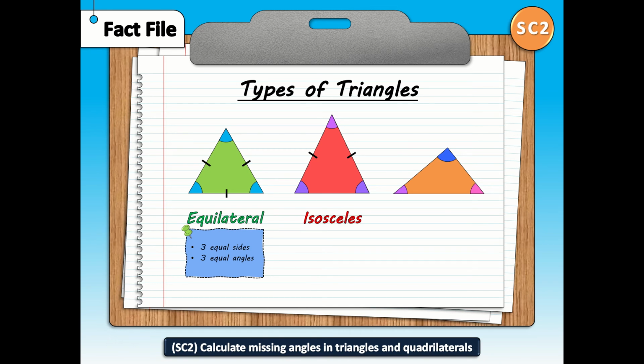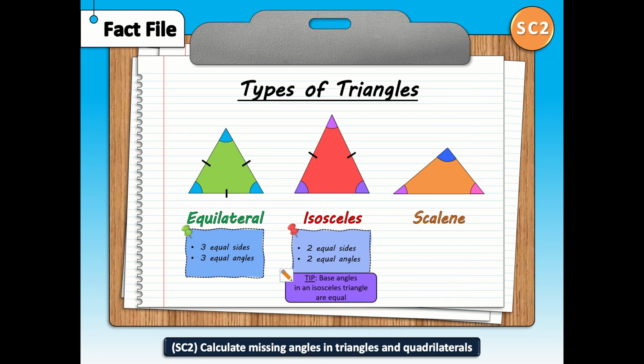The next is an isosceles triangle, and that has 2 equal sides and 2 equal angles. And it's the base angles in an isosceles triangle that are equal, so the ones at the ends of the lines with dashes through them. We've also got a scalene triangle, and that has no equal sides and no equal angles.